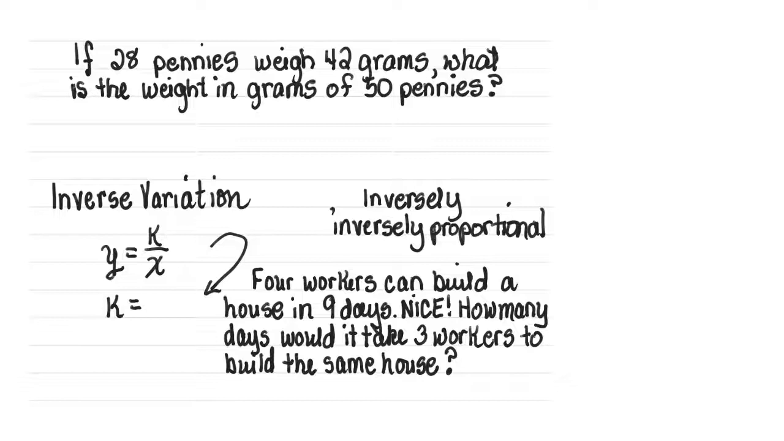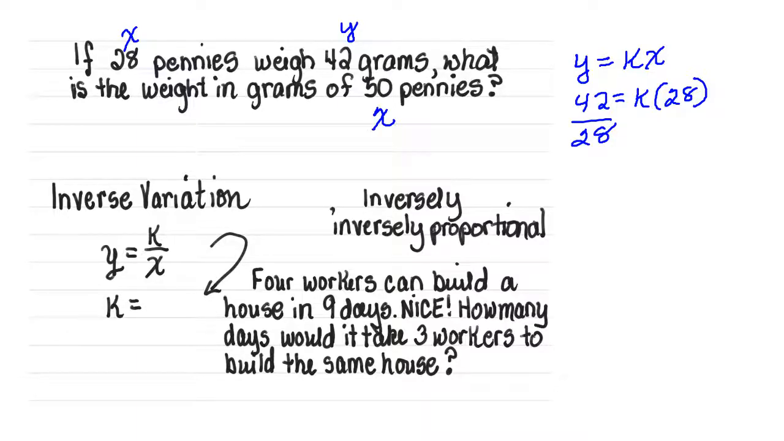Okay, so if 28 pennies weighs 42 grams, what's the weight in grams of 50 pennies? Now there's actually two ways to go into this, but I'm going to do this as a direct variation because there's obviously something directly affecting the other. So we look at this as the x and we look at this as the y. And then if we put this x in, what y are we going to get out? So using our formula of y equals k times x, our y is 42. We want to find our constant and 28. Going to divide by the 28. And so therefore k is going to equal 42 over 28, or 3 over 2.